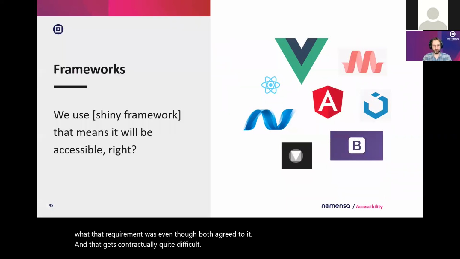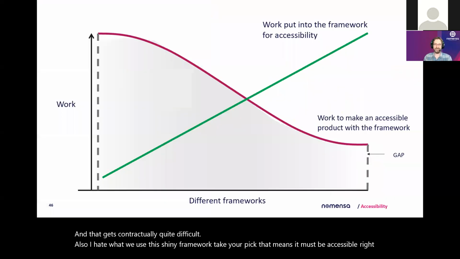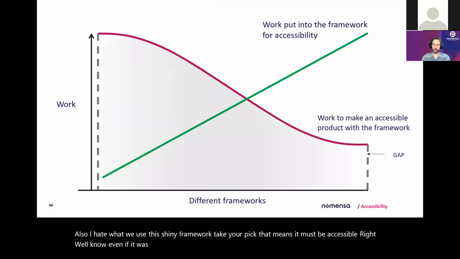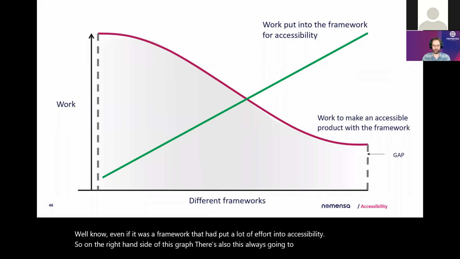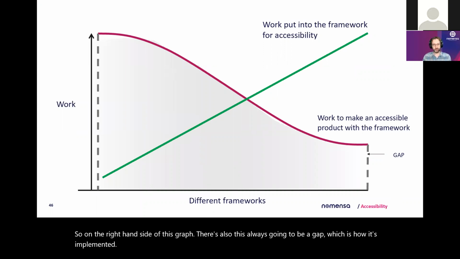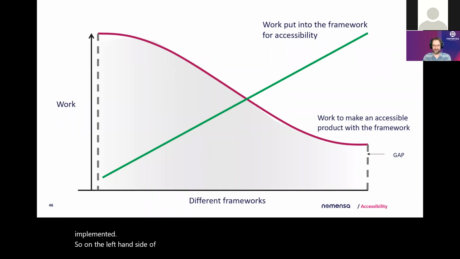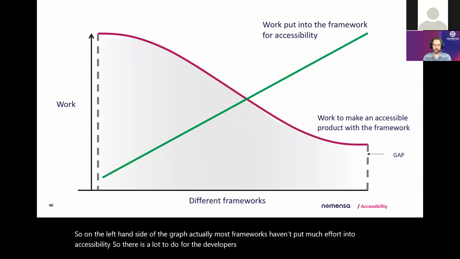Also, I hear, well, we use this shiny framework, take your pick. That means it must be accessible, right? Well, no. Even if it was a framework that had put a lot of effort into accessibility, on the right-hand side of this graph, there's always going to be a gap, which is how it's implemented. On the left-hand side of the graph, actually most frameworks haven't put much effort into accessibility. So there is a lot to do for the developers in accessibility terms.